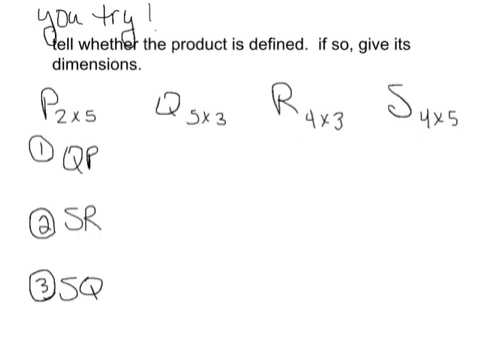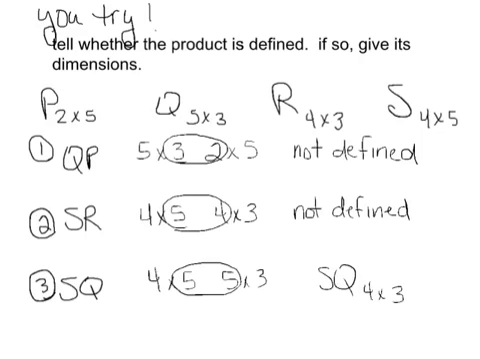Okay, you try these. Please notice, it always has to be in the order given. Q times P. Q is a 5 by 3, so I wrote that first. P is a 2 by 5, I wrote that next. My inner numbers don't match, so we're not defined. Same thing here, S and R. 4 by 5, 4 by 3. The inner numbers don't match, so I'm not defined.